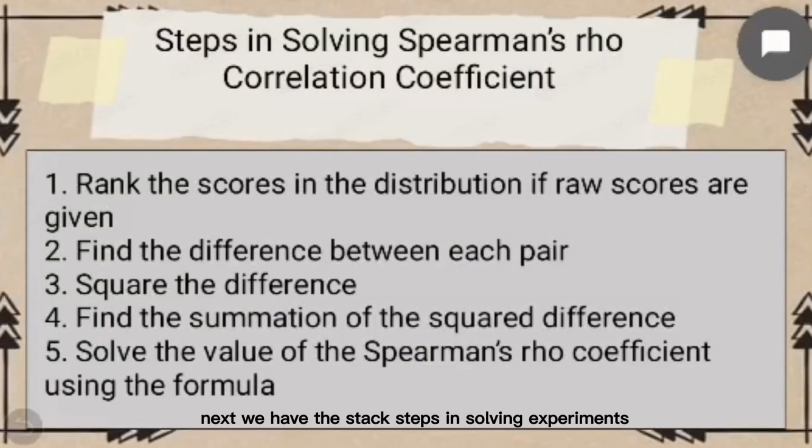Next, we have the steps in solving the Spearman rank correlation coefficient. The first step, number one: rank the scores in the distribution if raw scores are given. So we are already given the raw scores. Number two, find the difference between each pair. Number three, square the difference. Number four, find the summation of the squared differences. And number five, solve the value of the Spearman rank coefficient using the formula.